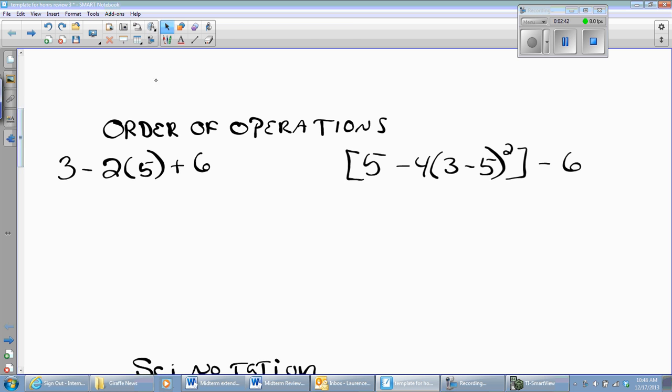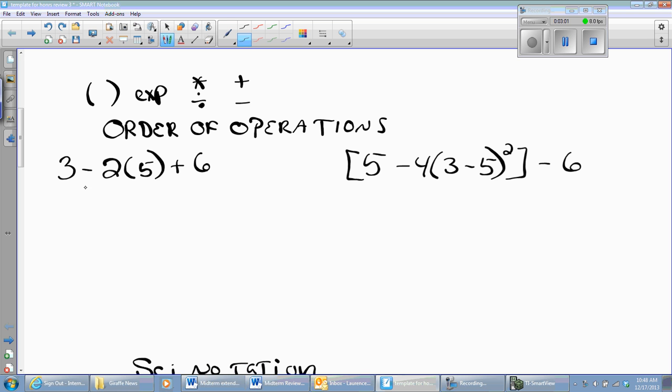Order of operations. Remember, we're going to do our parentheses first. Then we'll do our exponents. And then we'll take care of multiplication and division, going from left to right. Then we'll take care of addition and subtraction, going from left to right.